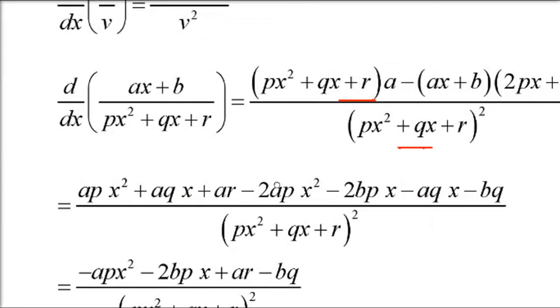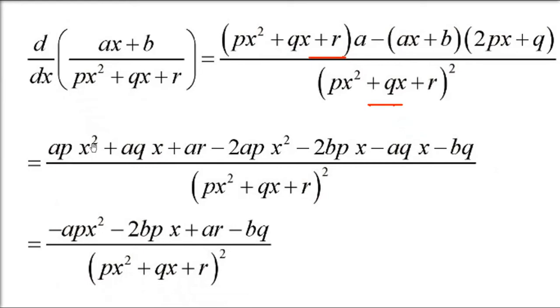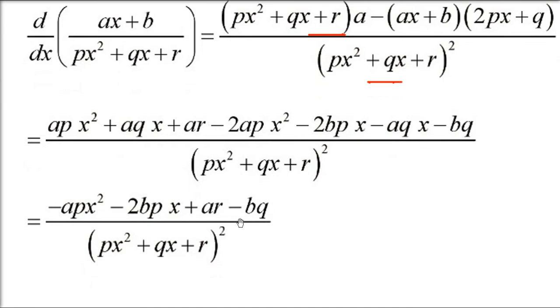When you open this, what do you see? You see apx² minus 2apx², so that will be minus apx². Then we have aqx and minus aqx, this gets cancelled. And minus 2bpx, write it here, and ar minus bq will be here. And the denominator, of course, is the term with a square.